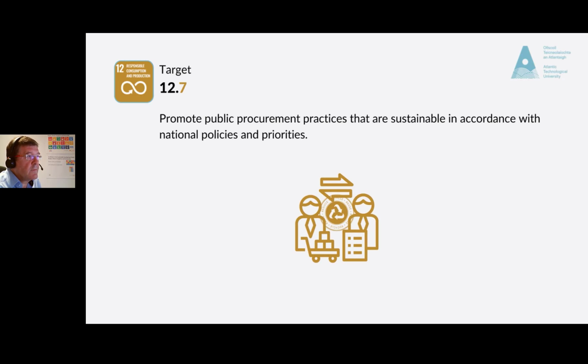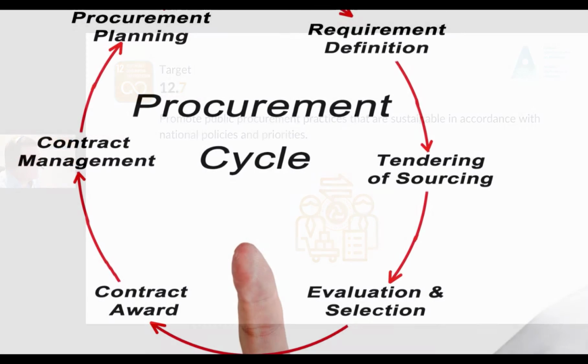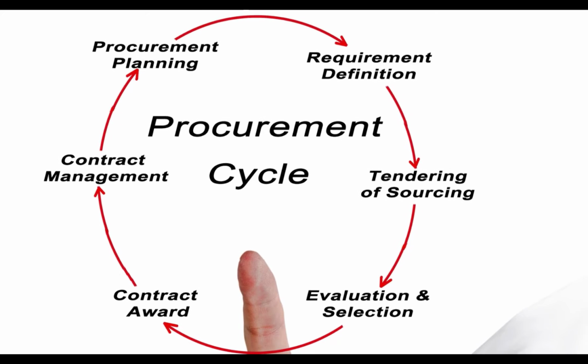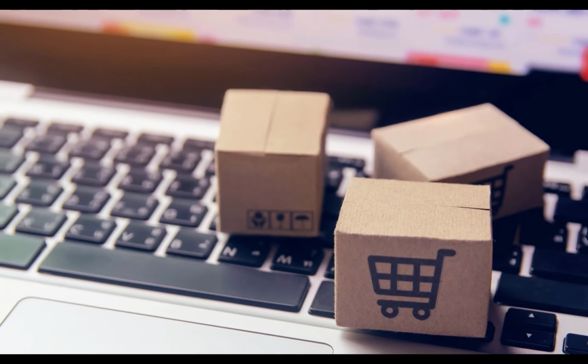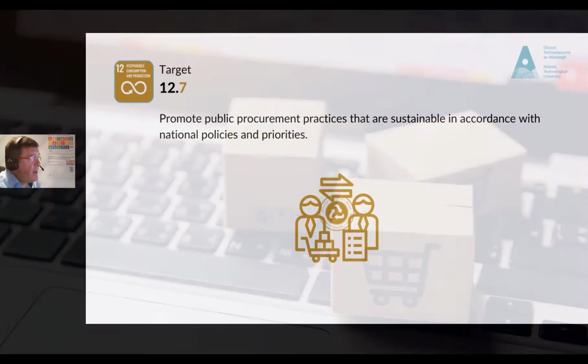Target 12.7. Promote public procurement practices that are sustainable in accordance with national policies and priorities. Again, this is key to making progress in this particular goal. Public procurement refers to the process by which public authorities, such as government departments or local authorities, purchase works, goods, or services from companies. The decisions need to be made in line with sustainable priorities.